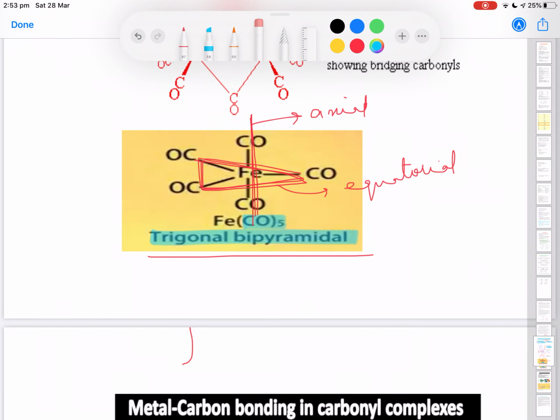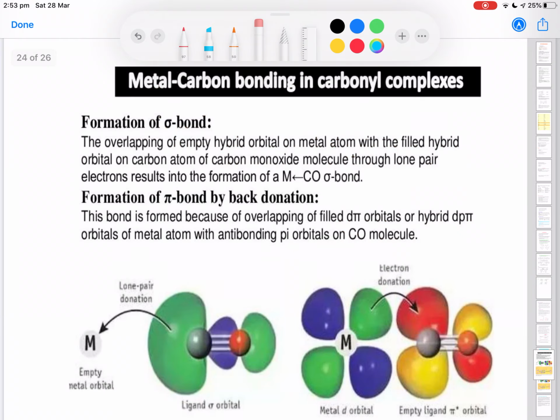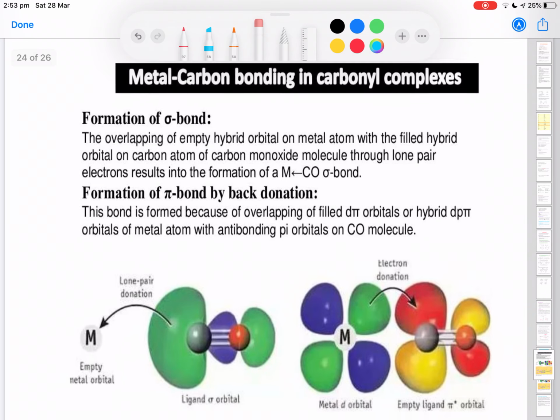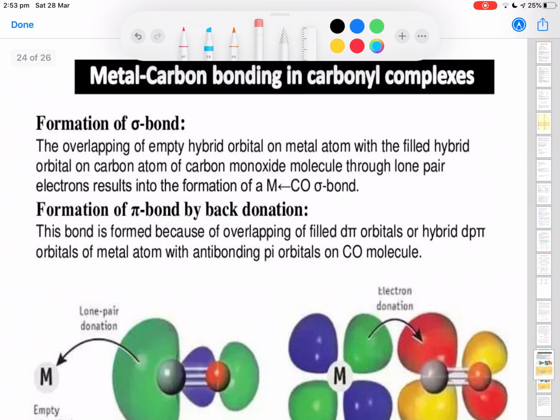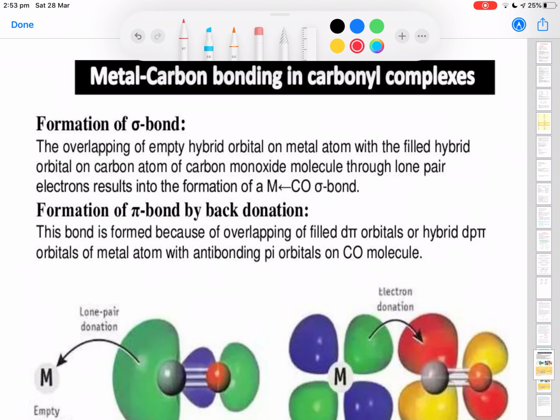Now we will further discuss the bonding existing in such types of complexes. So here we are set with it, metal carbon bonding in carbonyl complexes. It's very important to understand that in such complexes there are 2 types of bonds. One is the sigma bond and the other one is your pi bond. So how are sigma and pi bonds formed? Let us understand it very clearly.